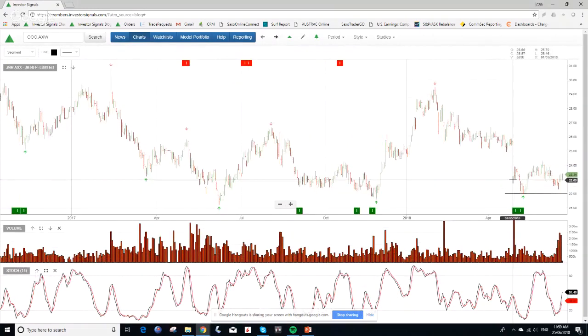So JB Hi-Fi, I mentioned earlier in the recording that probably out of Harvey Norman and JB Hi-Fi, I think this is the better opportunity, and I'm comfortable to look at buying this with an initial target up to around 25.50 and think about running a stop loss on a break below 21.75. So let's add that one to the list as well.